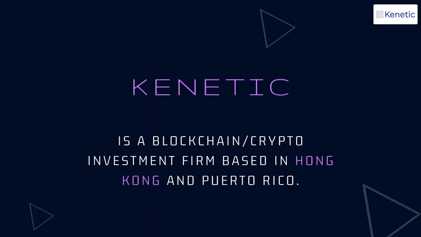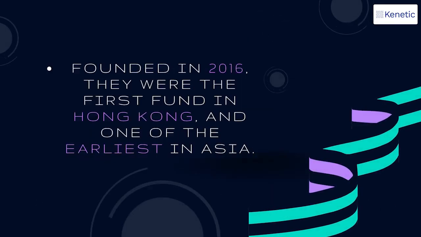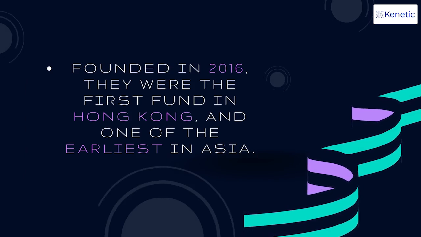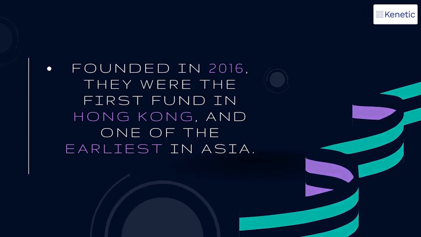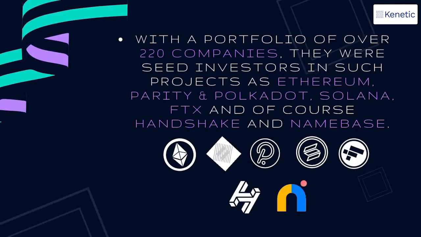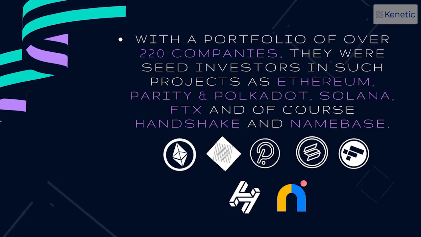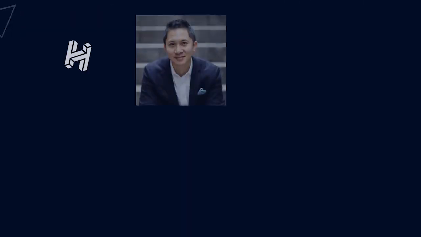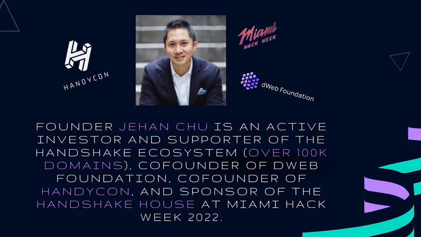Kinetic is a blockchain crypto investment firm based in Hong Kong and Puerto Rico. Founded in 2016, they were the first fund in Hong Kong and one of the earliest in Asia. With a portfolio of over 220 companies, they were seed investors in such projects as Ethereum, Parity and Polkadot, Solana, FTX and of course Handshake and Namebase. Founder Johan Chu is an active investor and supporter of the Handshake ecosystem, with over 100,000 domains, co-founder of DWeb Foundation, co-founder of HandyCon, and sponsor of the Handshake House at Miami Hack Week 2022.